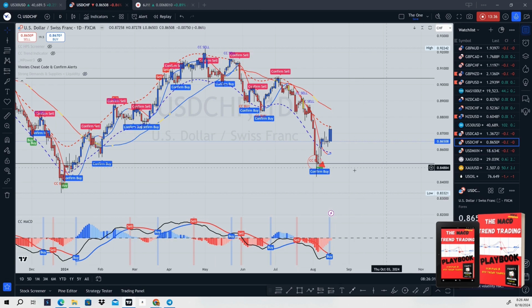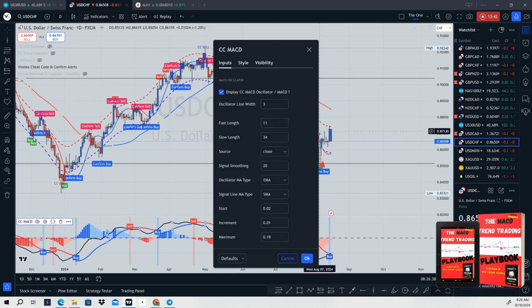The settings here on the MACD, let me go ahead and show you guys the settings. The oscillator line width will always stay the same at 3, unless you want to make it smaller. It's totally up to you, or bigger. Fast line length is going to be 11. Slow is going to be 34. And the signal smoothing is going to be 20.